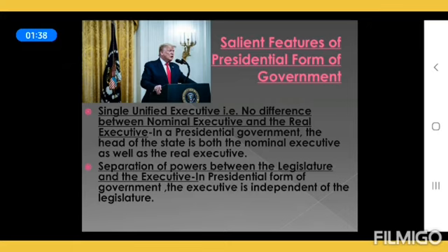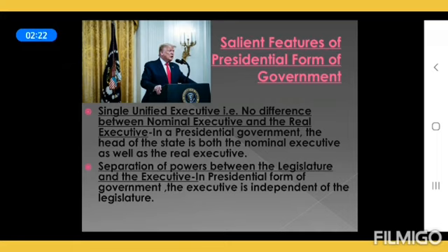Now let me make a difference. As against this, the parliamentary executive has two dimensions. What are the two dimensions? They are the nominal executive and the real executive. The nominal executive is the head of the state, the president or the monarch, as the case may be. The real executive in the parliamentary form of government is the prime minister, as the head of the government, and the cabinet.